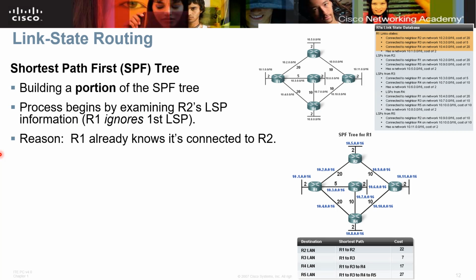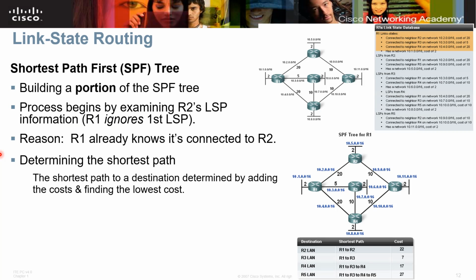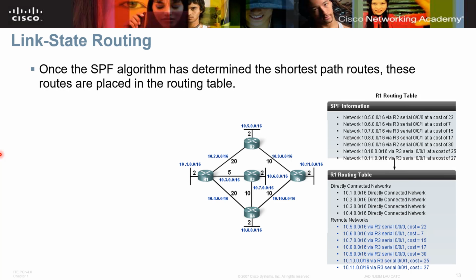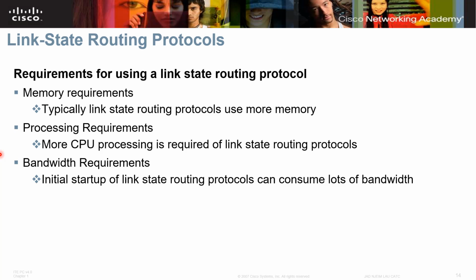We construct the shortest path first tree, then we run the algorithm to construct a routing table. So these five steps are the main steps of link state routing protocols, starting from hello packets until we construct the link state database, shortest path first tree and routing table.